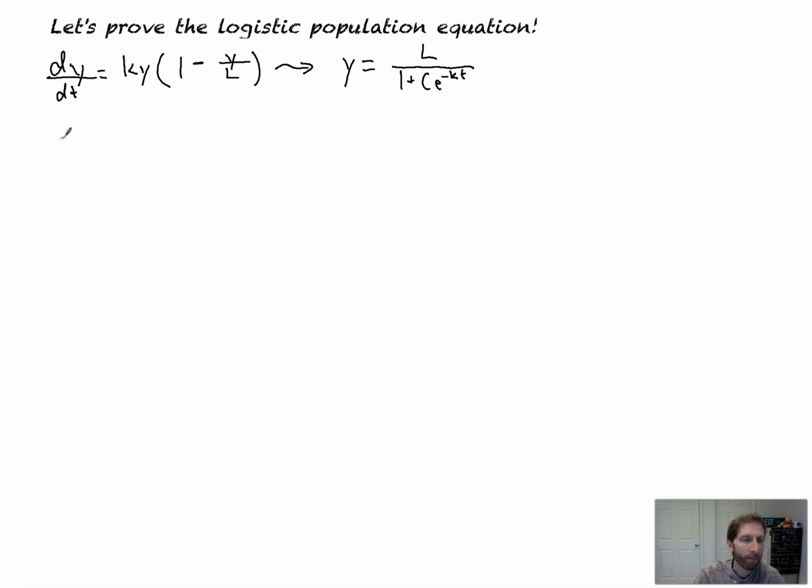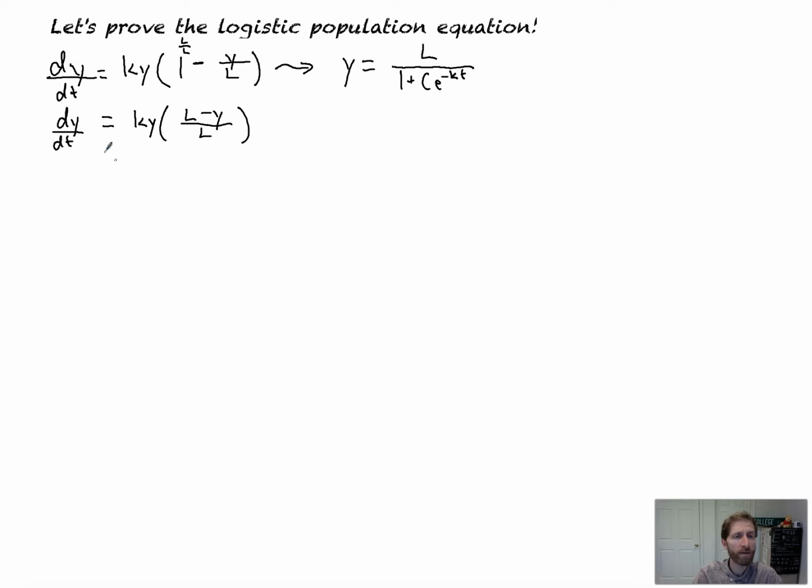to y equals L over 1 plus Ce to the minus kt. Now, we are going to separate variables, but before we do that, I'm going to rewrite this as one common denominator, and I'll explain how I got there. 1 is L over L, so that'd be L minus y over L. Okay, so we have that. Now we can separate variables a little bit neater.